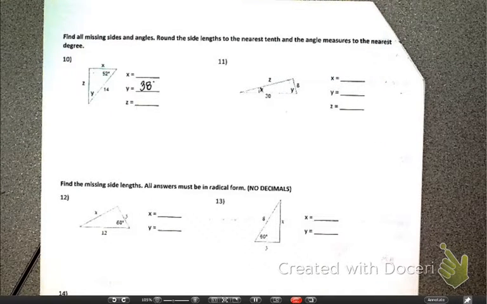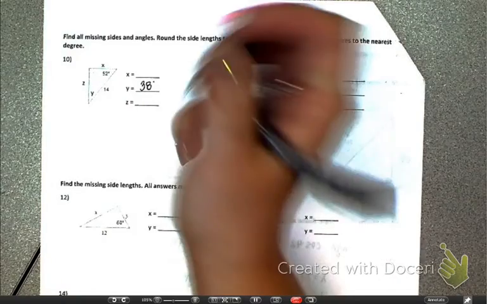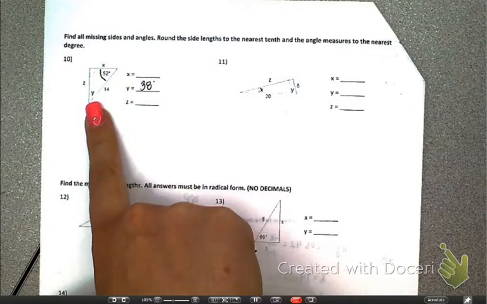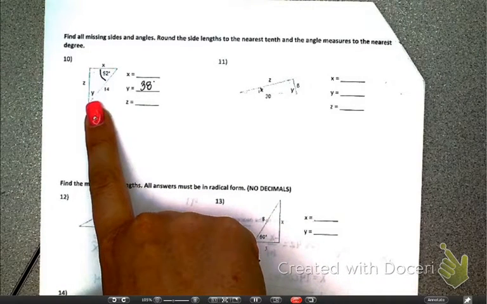Now let's solve for x. I am going to use 52 as my reference angle. If you choose to use 38 as your reference angle, that's okay. You are going to get the same answer.